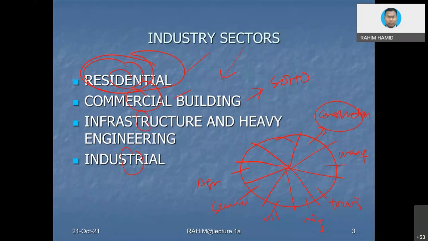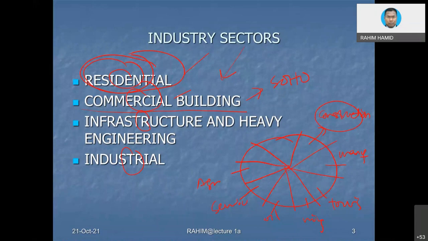Commercial buildings. When you go to, for instance, Taman University, if you have been there for sure, there are many shop lots. There are even Aeon and U Mall. So those are commercial, where businesses are. And then infrastructure and heavy engineering, where you can see airports, dams, bridges, roads, highways, and what else?